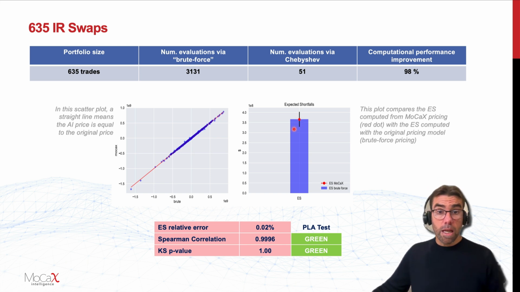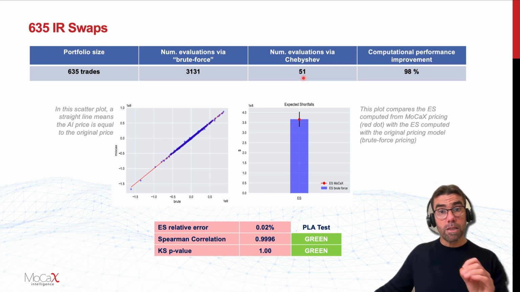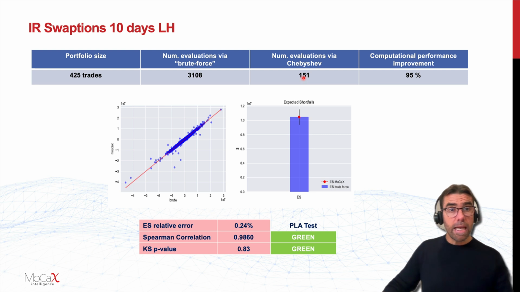In fact, in this case, it is less than 1%, so 0.02% error in the expected shortfall. And we also measured the P&L attribution test numbers, and as you can see, both of them were in the green zone. And we were able to achieve this by pricing the portfolio only in 51 scenarios, the Chebyshev smart scenarios that I discussed before.